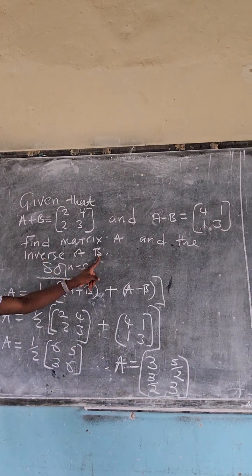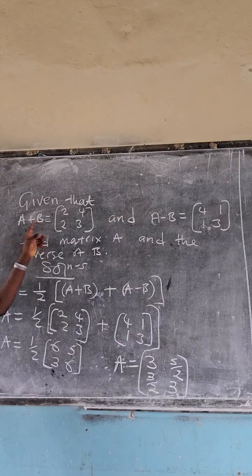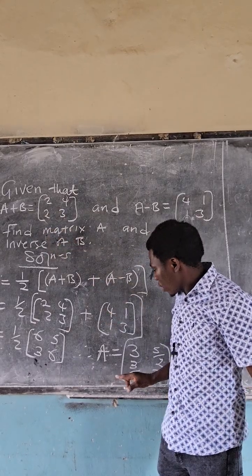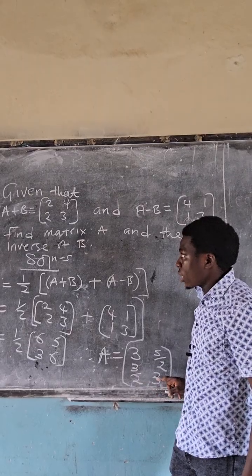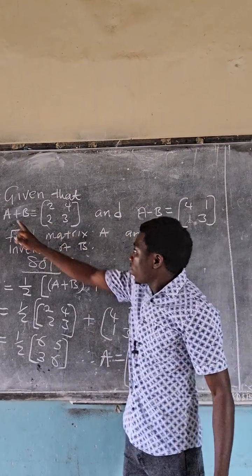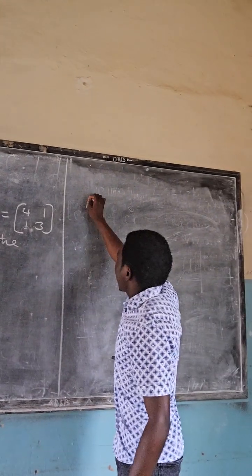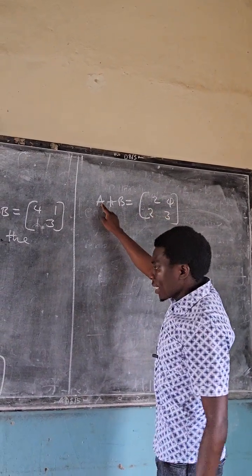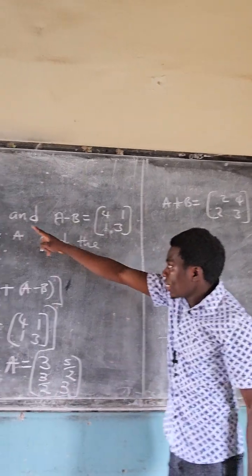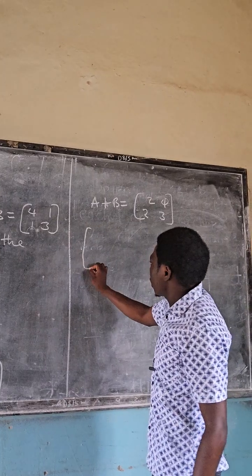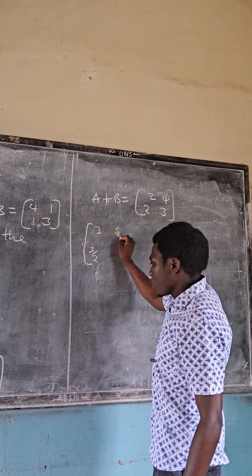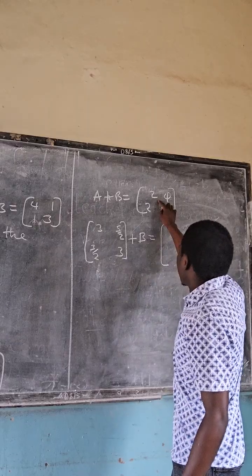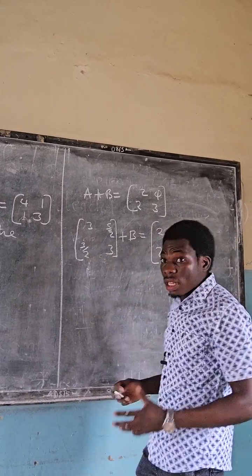For you to get the inverse of B, you should start by getting matrix B. Now, it's very easy, because we know that A plus B is already equal to 2, 4, 2, 3, and the matrix A now is found to be 3, 5 over 2, 3 over 2, and 3. So you can just replace matrix A in this equation. So we are going to say A plus B is equal to 2, 4, 2, 3. Matrix A is already found, so we are replacing it with 3, 3 over 2, 5 over 2, and 3, then plus the matrix B that we are getting, which is equal to 2, 4, 2, 3.